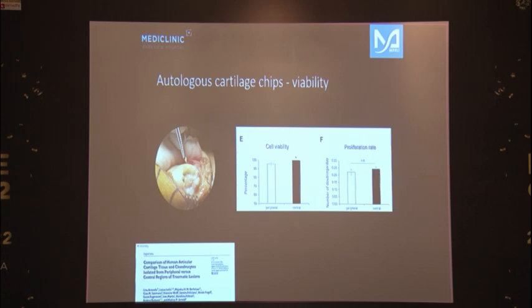So viability, there has been some question in the past as to whether these autologous cartilage chips, particularly taken from the defect site itself, maintain cellular viability. So there has been some work done in this, and you can see the results. So the percentages are maintained in terms of both viability and proliferation rate of the chondrocytes, and these are intralesional autologous cartilage chips. So we can be fairly confident that these are biologically active chips that we use.